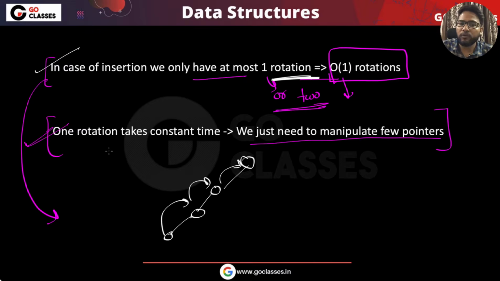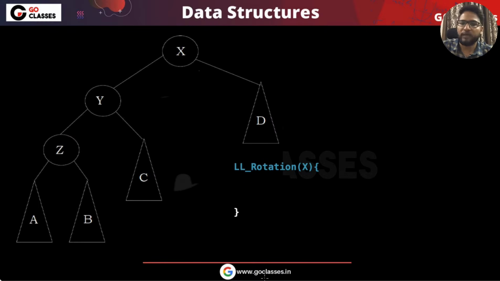Now let me show you how the rotation actually works, which means how we manipulate the pointers and rotate things. Suppose I want to rotate this stick to a mountain, and I am calling this LL rotation. I want to write a function for LL rotation, some pseudo code or actual code, it does not matter. Can you do it? It is actually very easy. Let me first show you how it happens without the code.